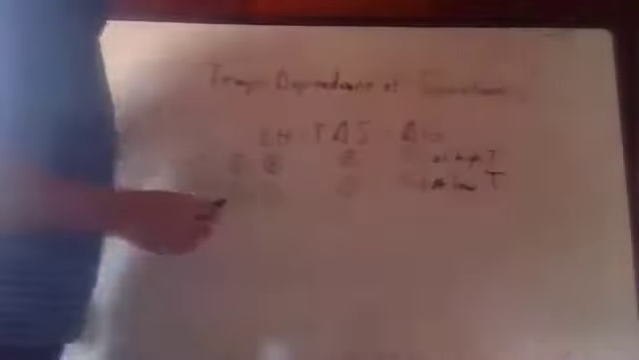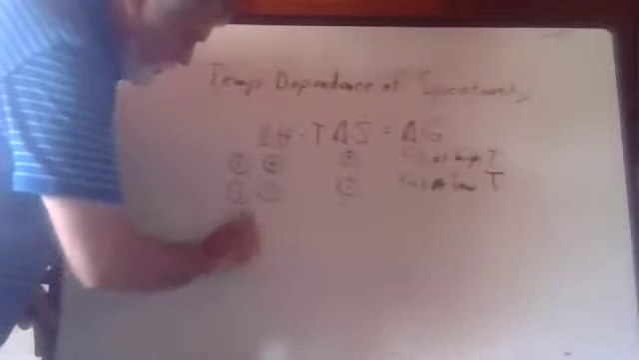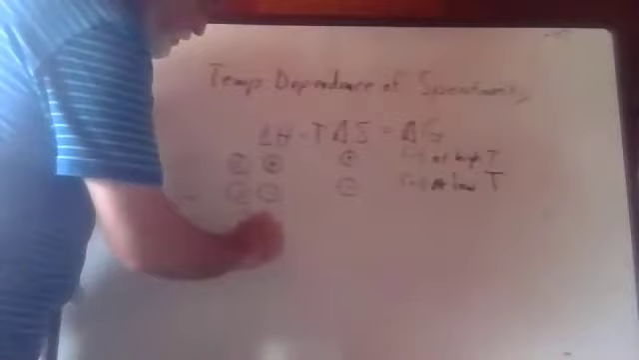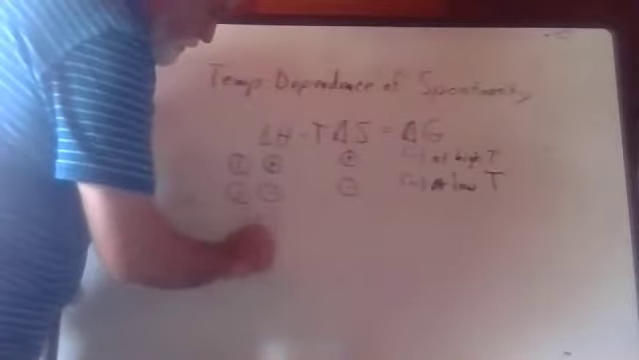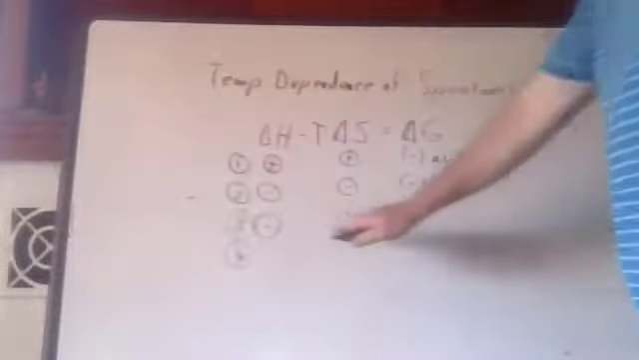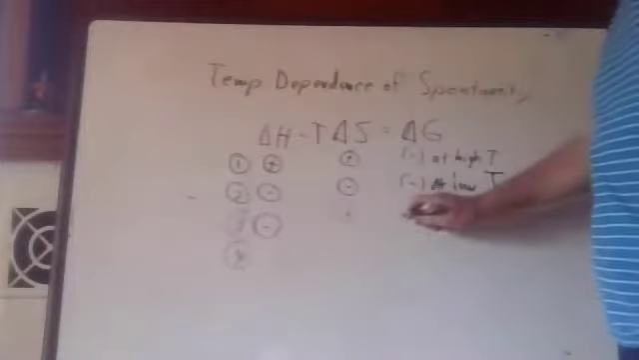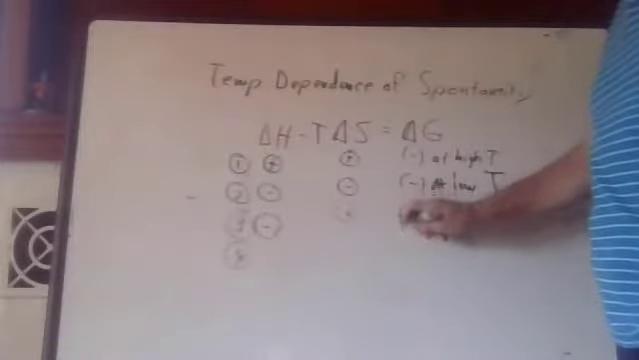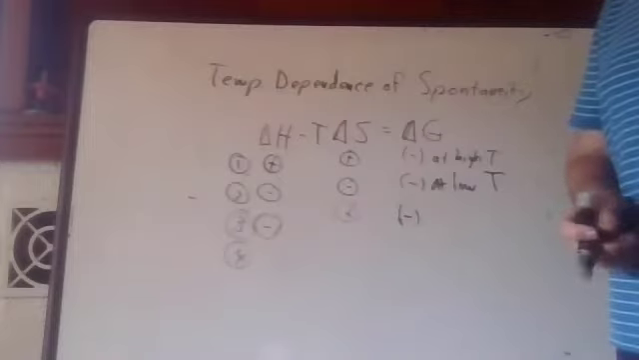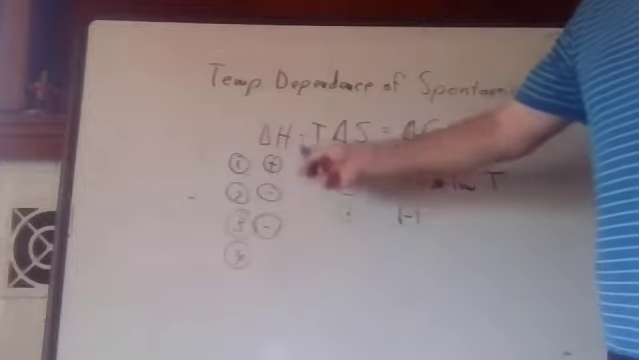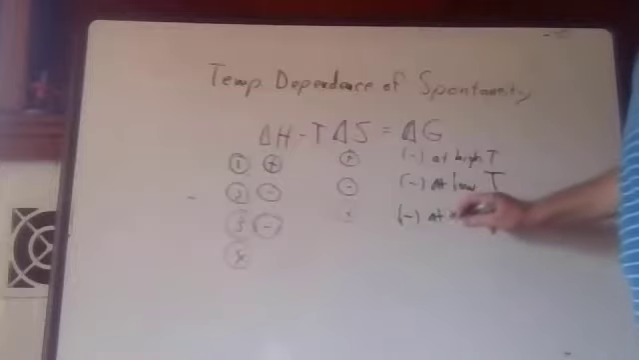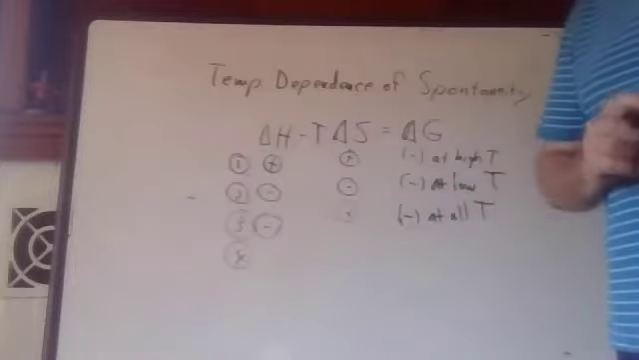Now, there's 2 more combinations here. For these, you're going to have either always or never. So let's take one where delta H is negative and delta S is positive. Can this combination ever be negative, or is it always negative, or never? Always negative. Right, because delta H is already negative. You're subtracting a positive, which makes it more negative. So this is negative at all temperatures.